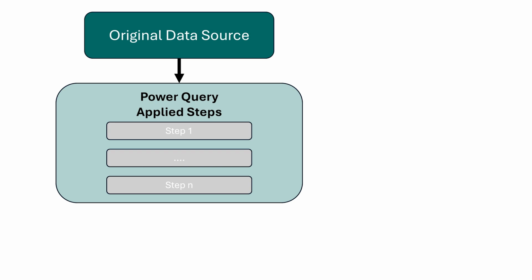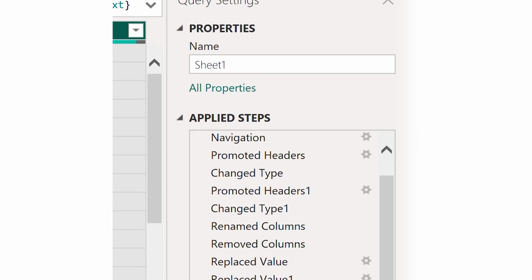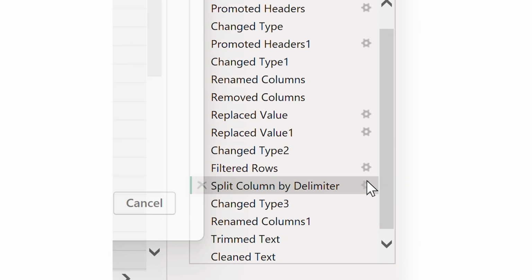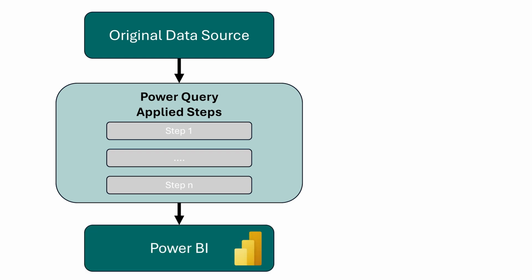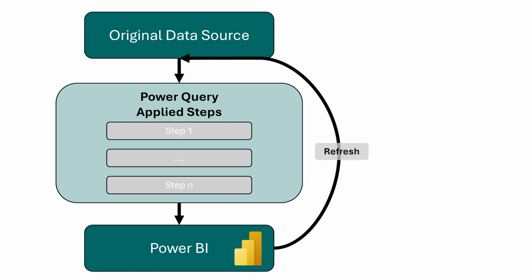Inside Power Query, we're not just doing one-off fixes, but we're building a series of applied steps that is like a precise recipe. Once we've built that recipe in Power Query, it then sends that clean transformed data back into Power BI for our reports and dashboards. Then, if our original data source changes and we refresh, all of those steps are automatically repeated, meaning we don't need to manually clean the data again.